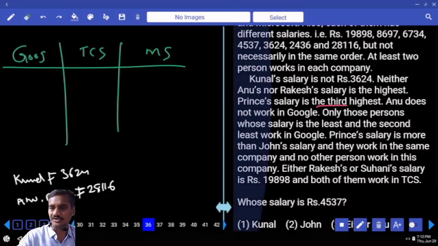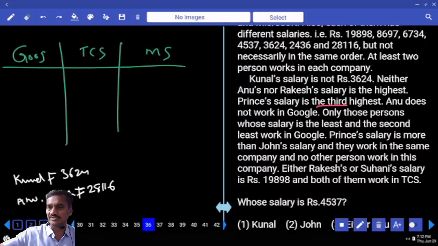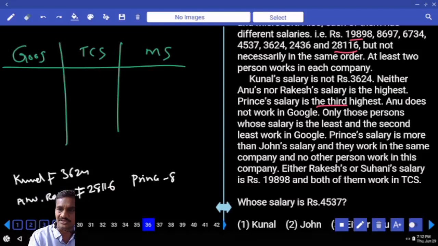Prince's salary is the third highest. Third highest means what is the value here? 28,116, 19,898, and the next one is 8697. Now Prince's salary is 8697.